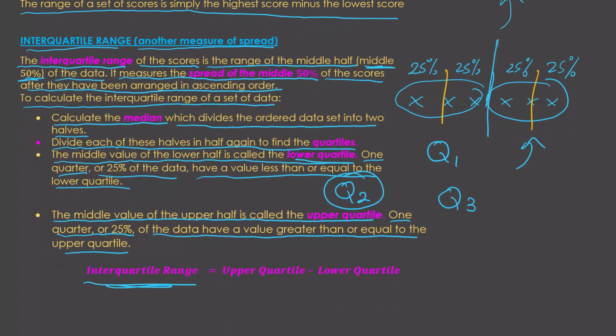The interquartile range is quite simply the upper quartile take away the lower quartile. And we'll look at how to calculate that in some examples.